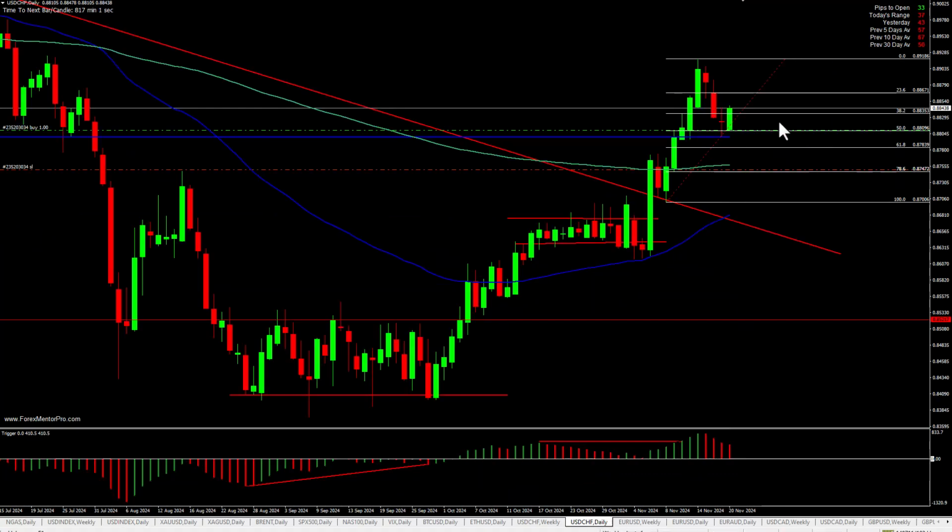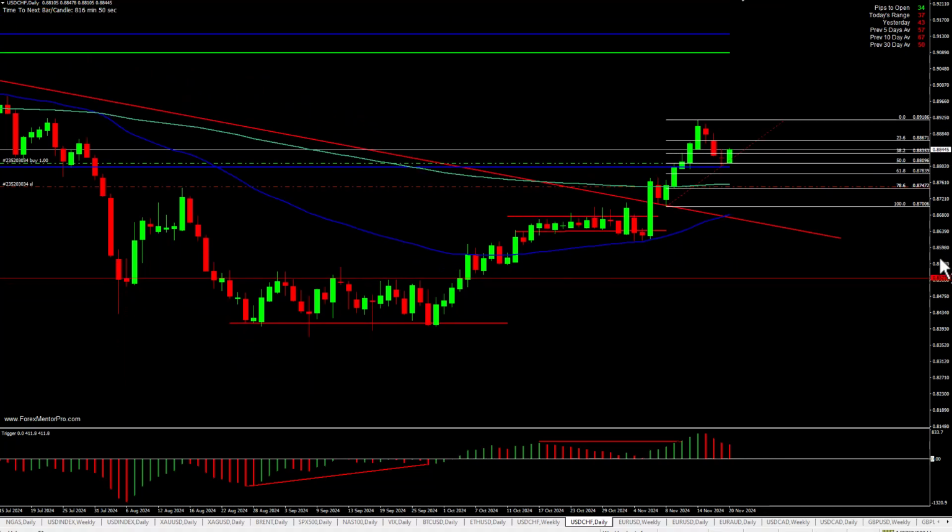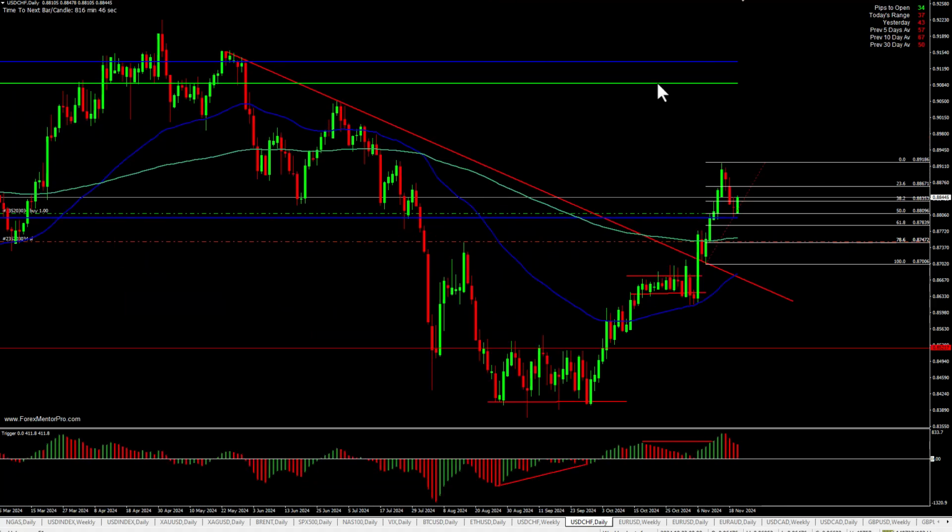I very rarely trade this pair, but now I was risking 60 pips, 55 pips for a potential 110. So I just scraped into the reward ratio. However, this could go significantly further, of course. And so it could be a 1-4 or a 1-5.